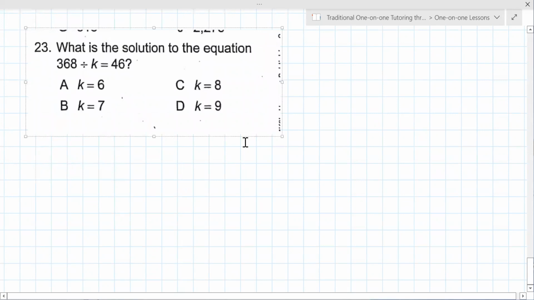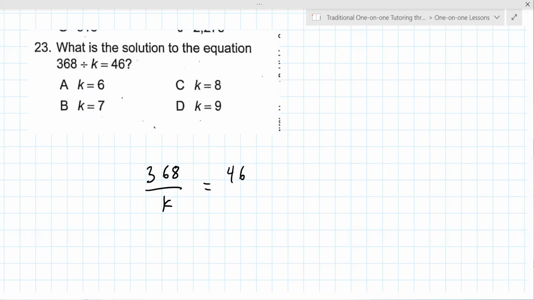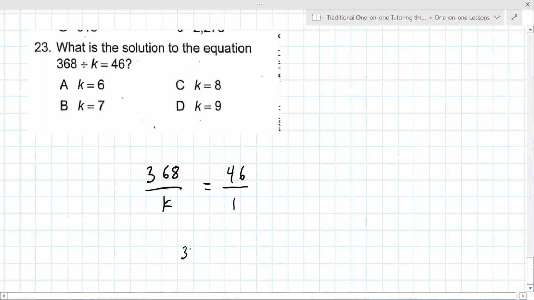368 divided by K equals 46. So I agree. This one's a little bit odd because it's really 368 over K equals 46. Yeah, because my math teacher said there's not going to be the division symbol anymore. So to solve this, we'll just do the shortcut here. You have to do 368 divided by 46 to get K. So let's just go with that for the moment.